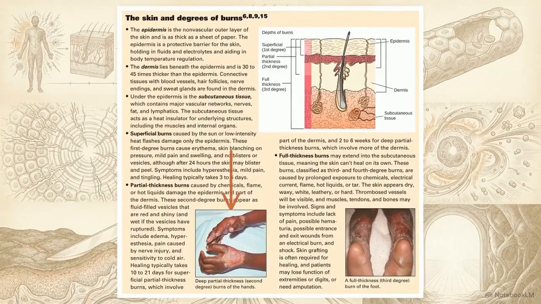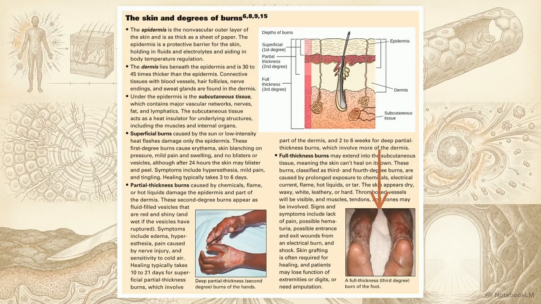In a partial thickness or second-degree burn, heat destroys the entire epidermis and portions of the underlying dermis. Because dermal nerve endings remain viable but exposed, these injuries are excruciatingly painful, forming fluid-filled vesicles.